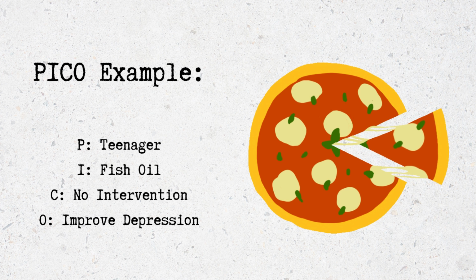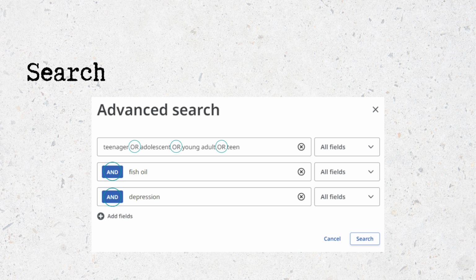Again, if we wanted to create a search about whether fish oil improves symptoms of depression in teenagers, we could create fields for teenager, fish oil, and depression. We could also add some synonyms to that search and link them with the Boolean operator "or." In this case, we might change the first field to read teenager or adolescent or young adult or teen.